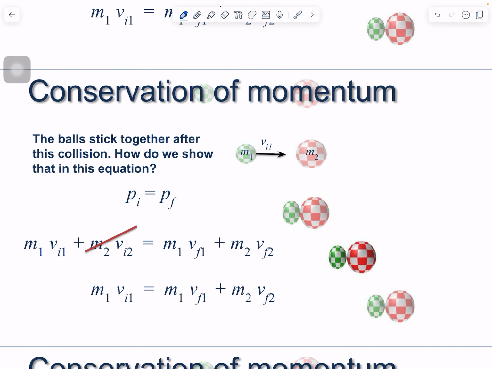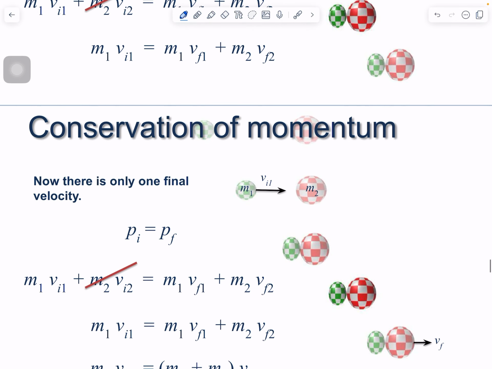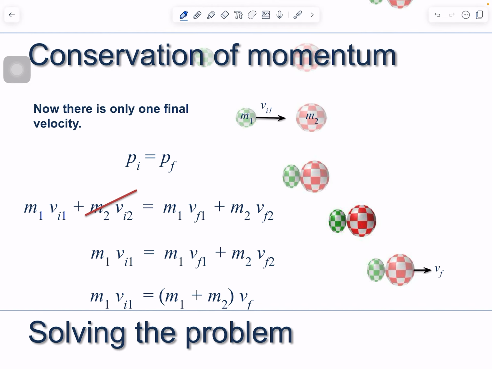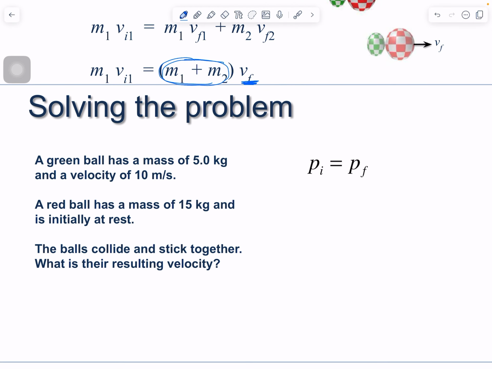So the balls stick together after the collision. How do we show that? All right, and again, I think you've seen this as well, because I'm pretty sure that I showed you this equation. But if they stick together, that means I have a single object that is m1 plus m2, and they have a single velocity. And so let's go ahead and solve this problem mathematically using this equation.